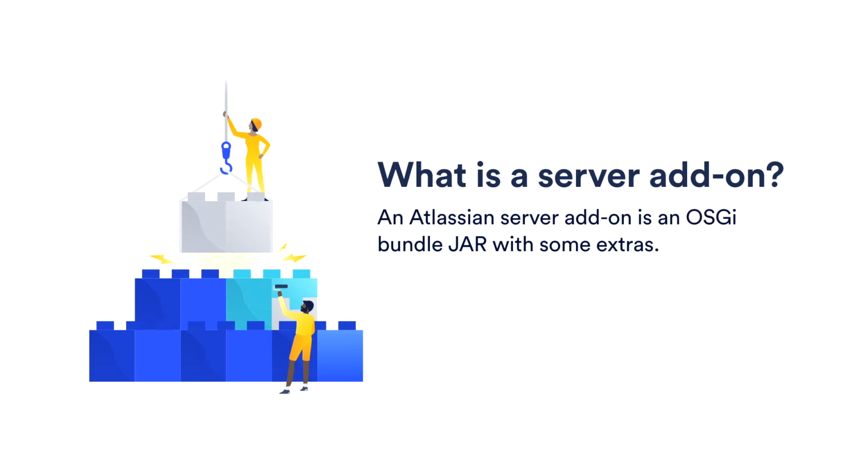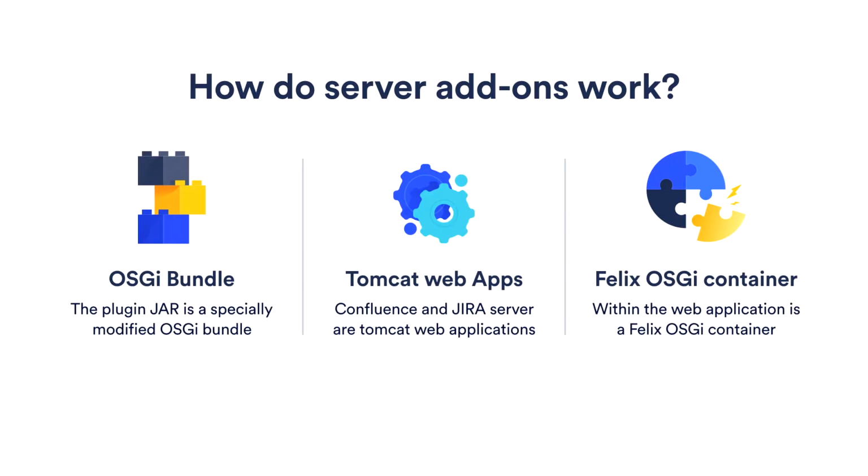So now you know that a plugin is just a jar file with some glitter, but how do Confluence and JIRA actually load it? If you're familiar with Atlassian's products, you'll probably already have an idea about how server add-ons work, but I'm going to quickly revise the absolute basics for those who are new to these concepts. So, Confluence and JIRA Server are both Tomcat web applications. Within them is an Apache Felix OSGI container, which is where the add-on jars are dynamically deployed.